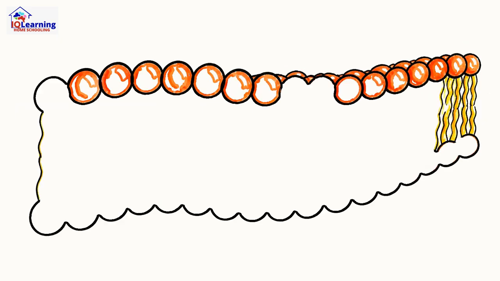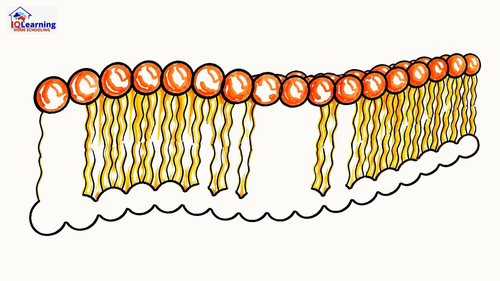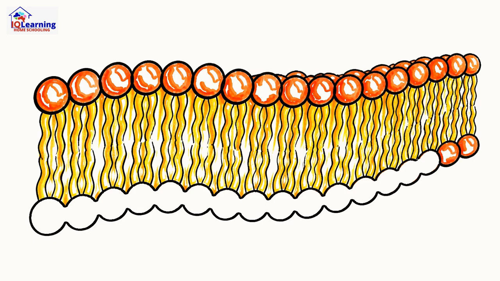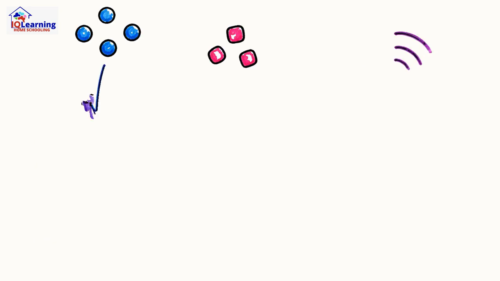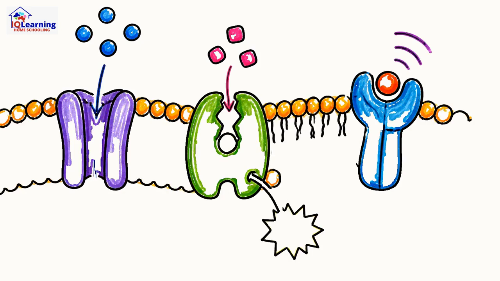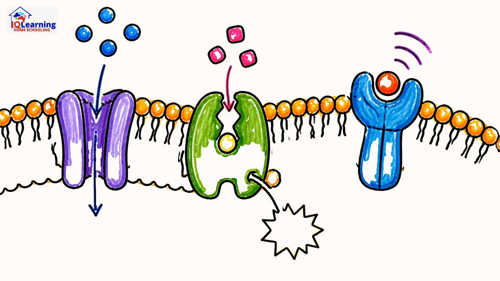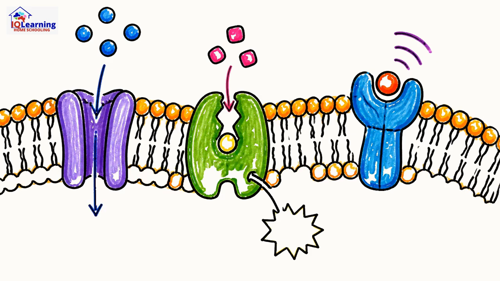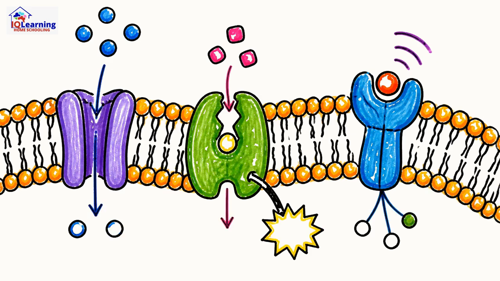The foundation is the phospholipid bilayer, a flexible barrier separating the cell's interior from the world outside. But the real action lies with the membrane proteins. These are the gatekeepers, the pumps, and the communication towers embedded within this fluid layer. They manage all the traffic in and out.